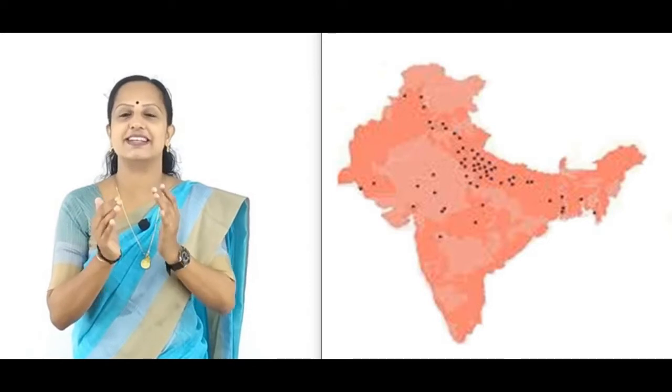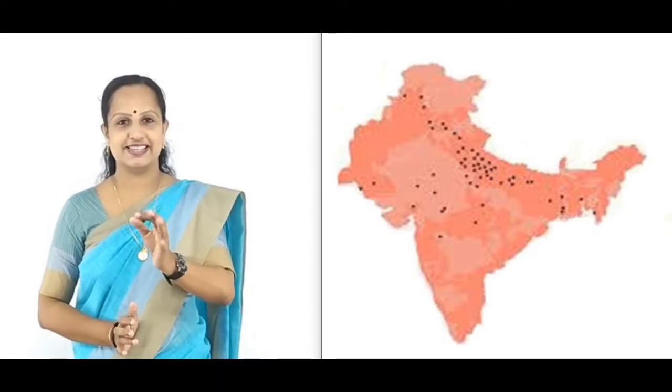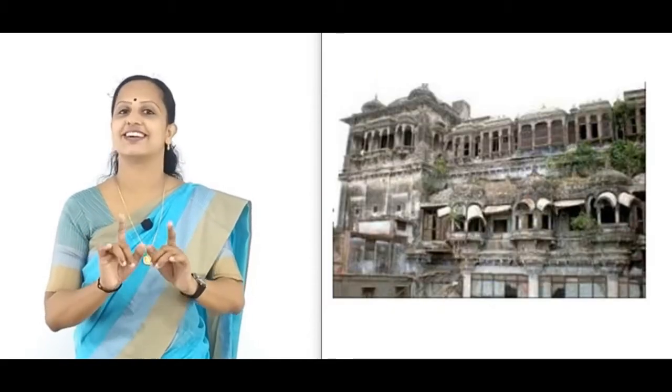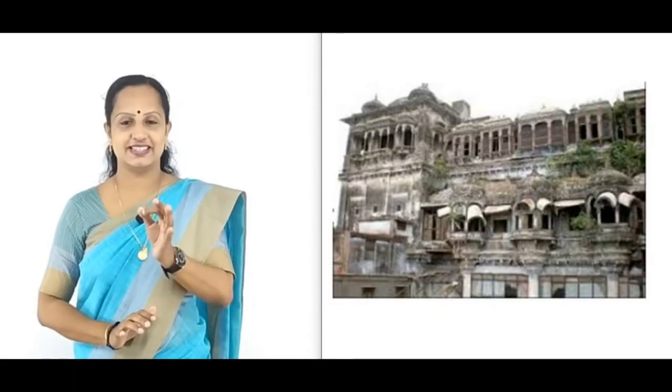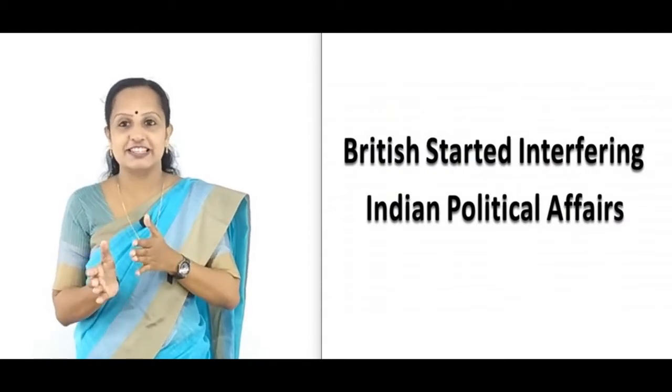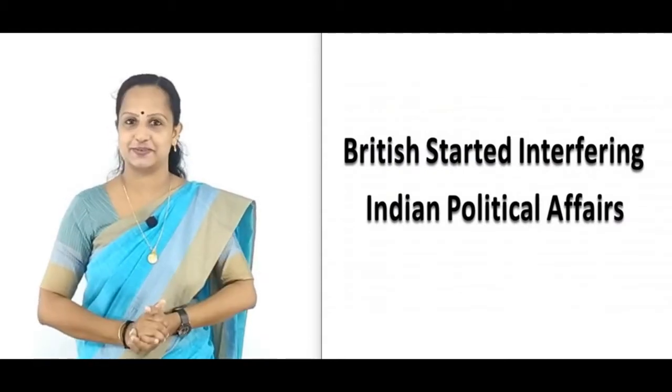During the 19th century, India was composed of many big and small independent states. These states had their own rulers, economy, language, and culture. These states were constantly at war with each other. It was not surprising that they fell an easy prey to the European powers, especially the British. The British started interfering in the political affairs of the Indian rulers.